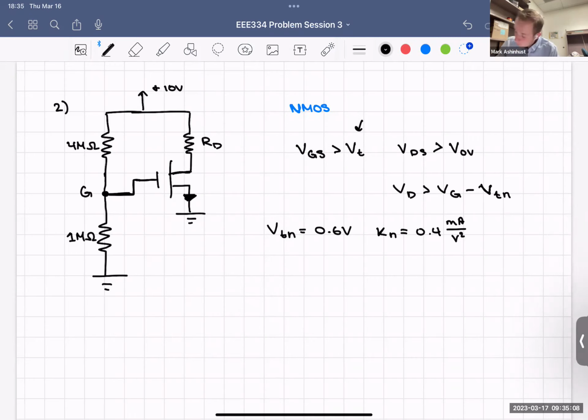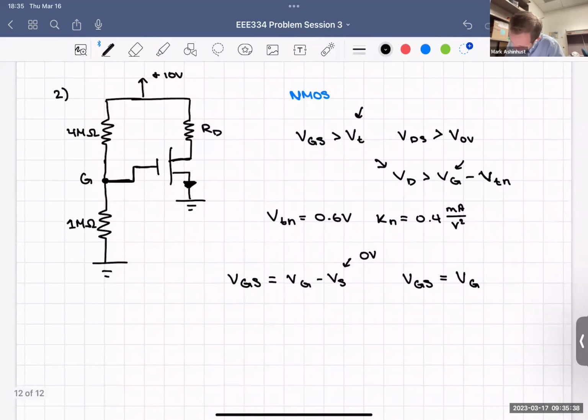So what do we need? What we need here is we need VG, and then we also need VD. We need to ensure that VD is at a certain voltage. So let's solve for VG. VGS equals VG minus VS. We know what VS is, right? VS is 0 volts. VGS is equal to VG.